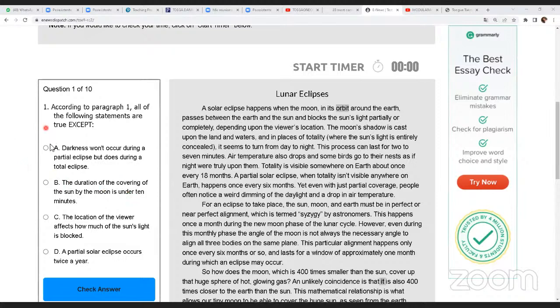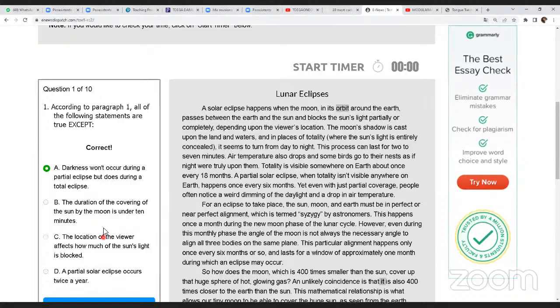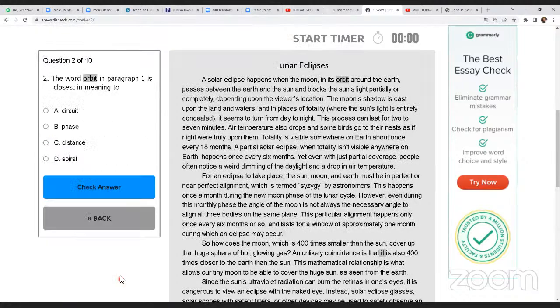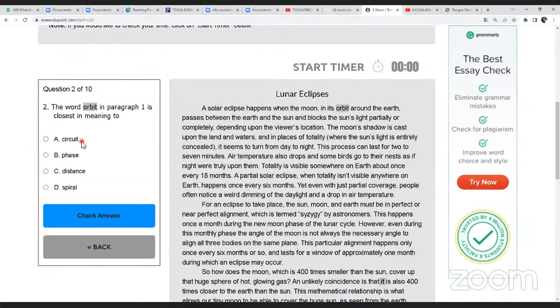Could be A. I will say A. All right, let's see. Yes, that was the correct option. Let's continue with the second one.